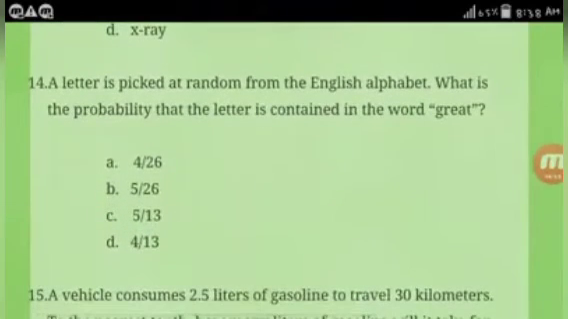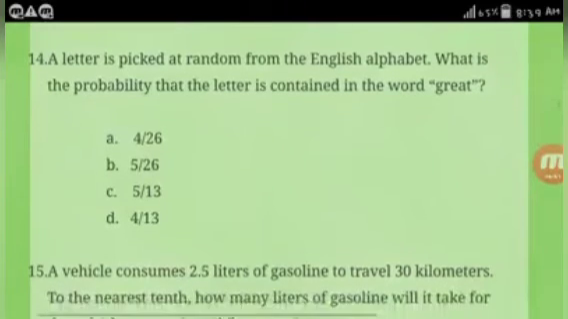Next, a letter is picked at random from the English alphabet. What is the probability that the letter is contained in the word great? So how many letters do we have here? It's 5. How many letters all in all in the English alphabet? We have 26. So the answer here is 5/26, which is letter B.